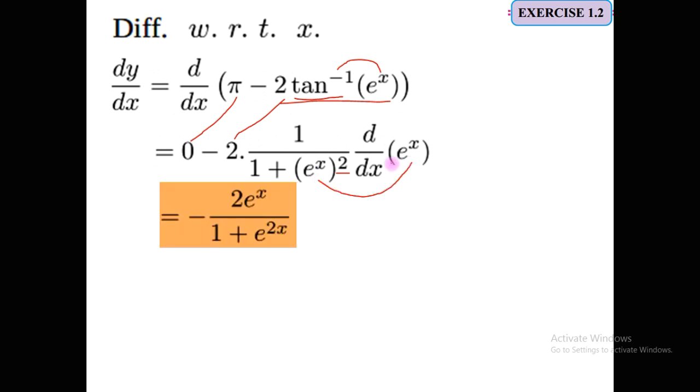It is equal to minus 2. The derivative of e raised to x is e raised to x, so I am keeping it e raised to x as it is, and in the denominator all I get is multiplication of these two things. It is power raised to power, then I have to multiply these two things, so it will become e raised to 2x.